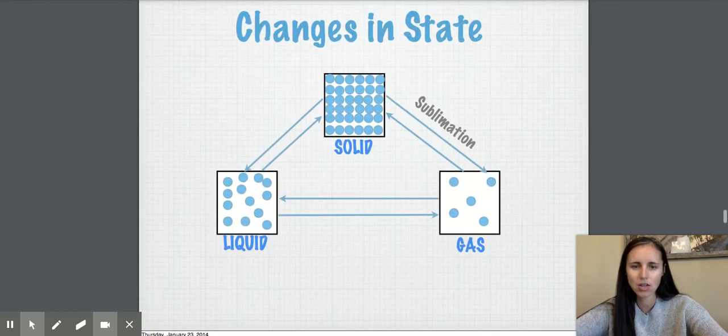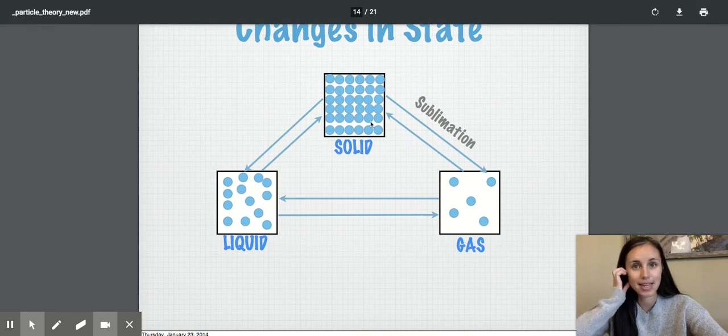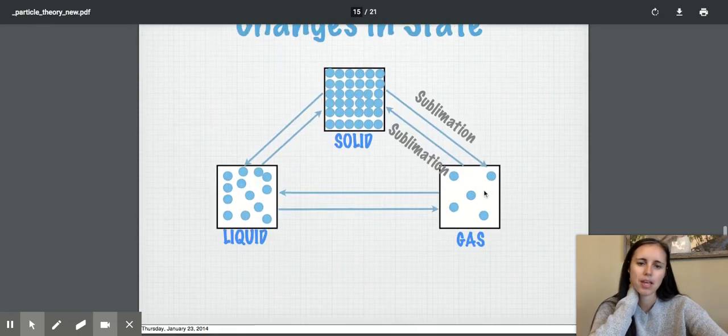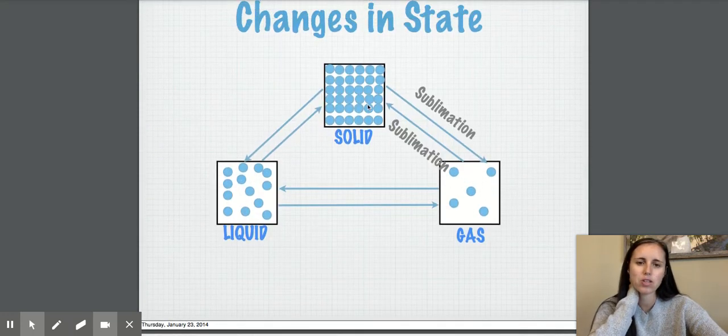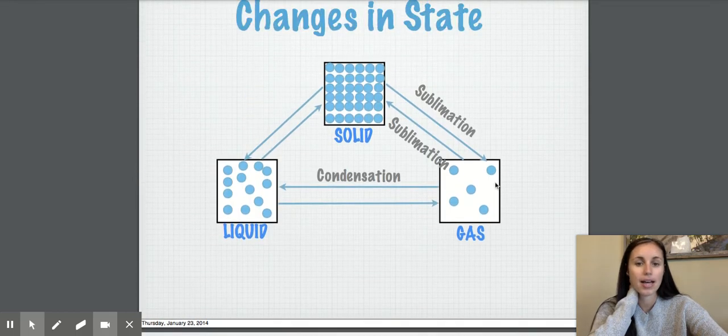So let's take a look at what the name is to go from a solid to a gas. This is a pretty big energy jump, so you don't typically see it unless you're in a lab. But to go from a solid to a gas, we call this sublimation. If you want to go from a gas back to a solid, this is also called sublimation. It's the only time that the name is actually the same. To go from a gas to a liquid, we call this condensation.